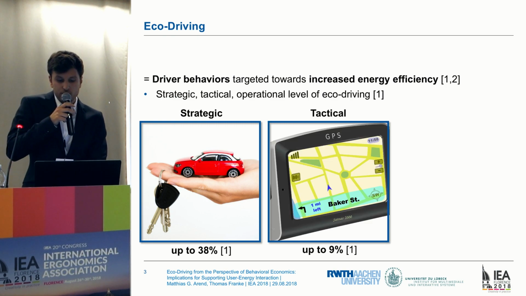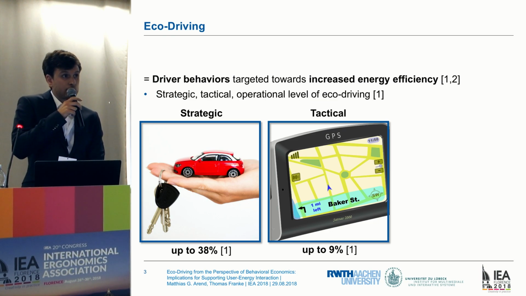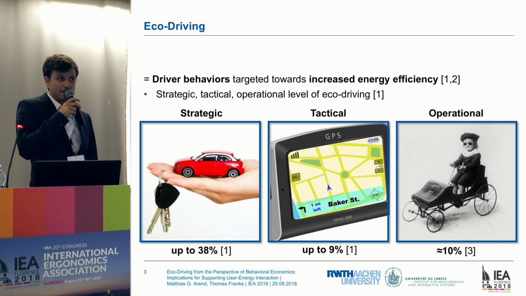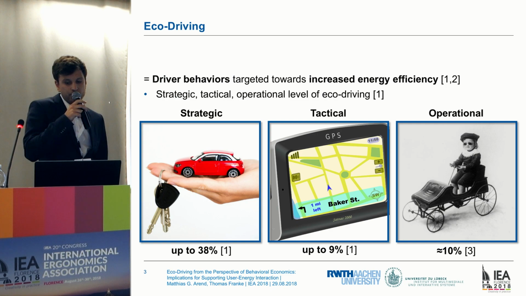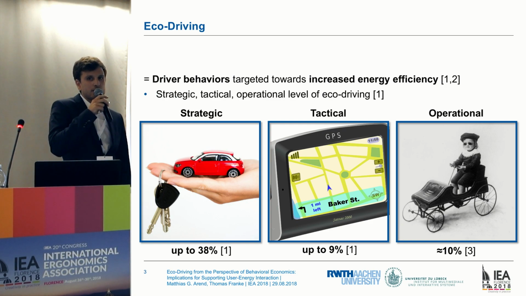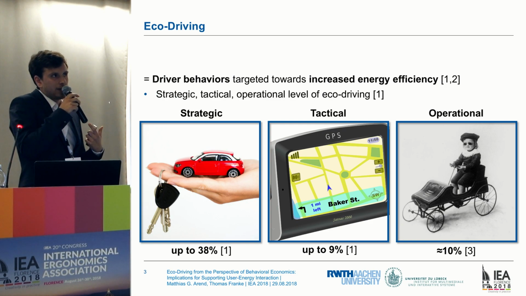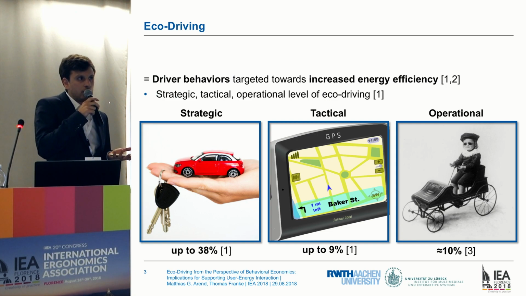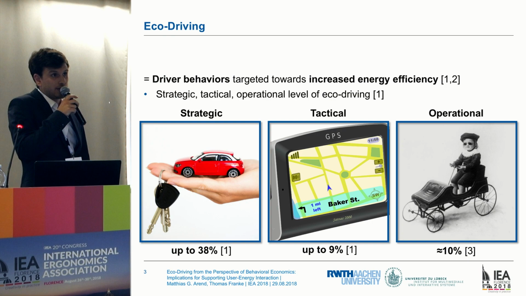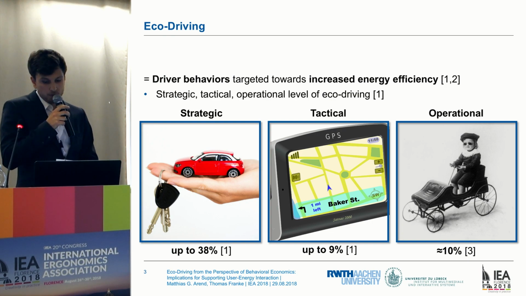On the tactical level of eco-driving, we have things like route choices, and we can also make substantial energy savings on this level. And finally, on the operational level of eco-driving, we have the on-road behavior. The 10% refers to the reduction in CO2 emissions that could follow a behavioral change on this operational level of eco-driving. And for fuel consumption, the number is nearly the same.